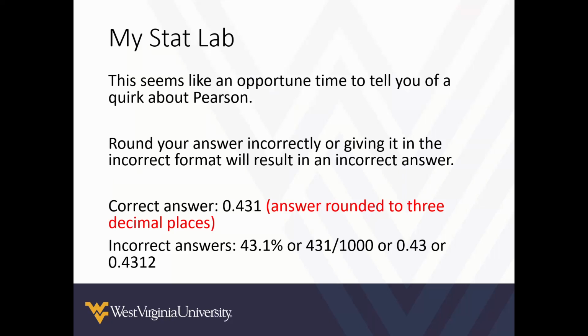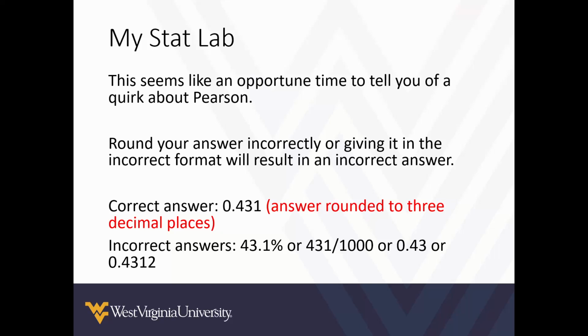Now, this seems to be an opportune time to tell you about a quirk that exists in Pearson. Let me remind you, Pearson is a computer system. It cannot read your mind. It can only understand things as they are given. What that means is that it is very important that you round your answers correctly and you give them in the correct format. If you do not do that, Pearson is going to mark your answer wrong.